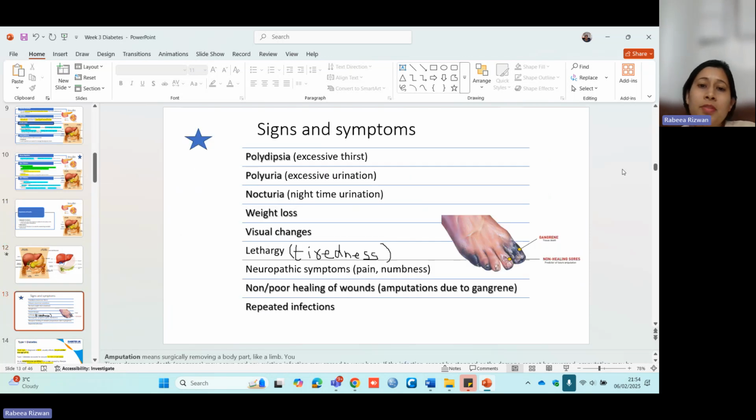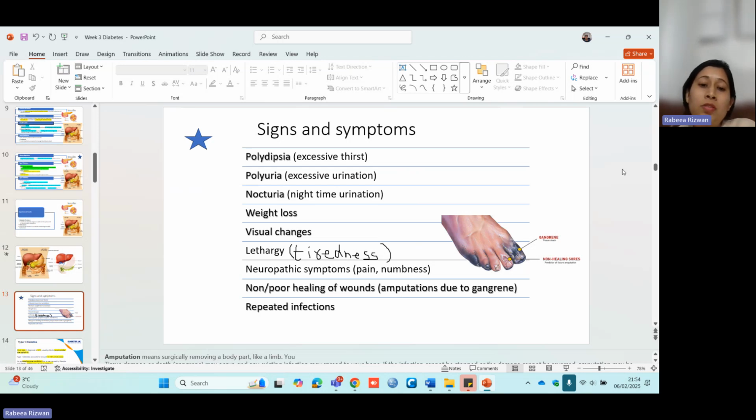What are the signs and symptoms of diabetes? The first sign is polydipsia. It means feeling excessive thirst, because the body wants to balance the blood pH as there is a high level of glucose, and that results in polyuria as well, excessive urination. That includes nocturia, which means nighttime urination.